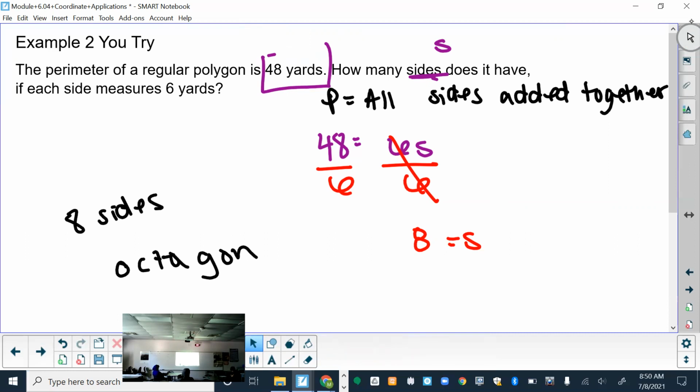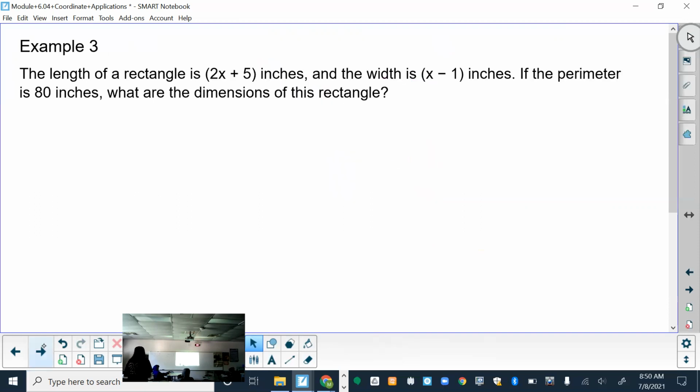All right. There's a few more examples. Sorry if it's getting a little long, this one's a long lesson. So next example. We have a rectangle. Length is 2x plus 5 inches, and the width is x minus 1 inches. If the perimeter is 80 inches, what are the dimensions of this rectangle?